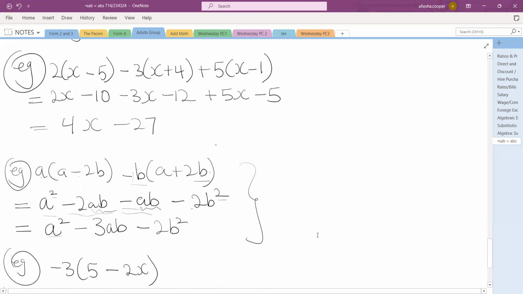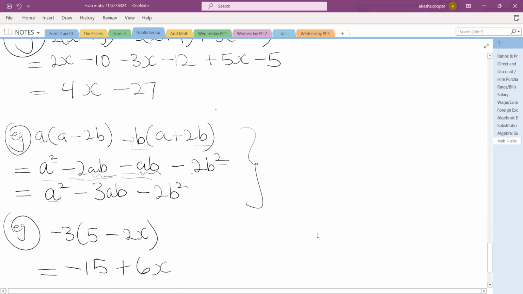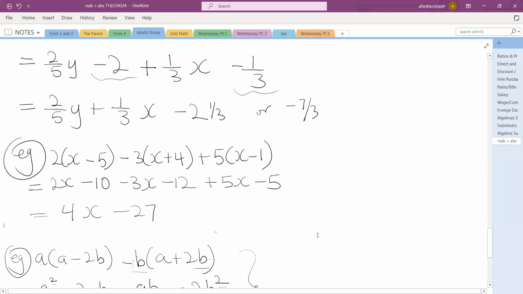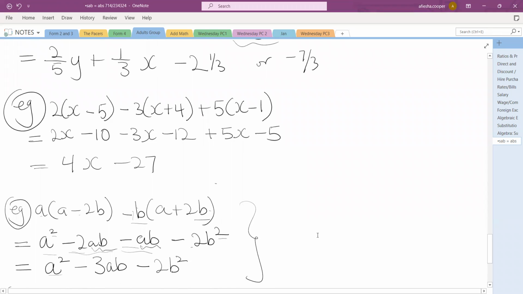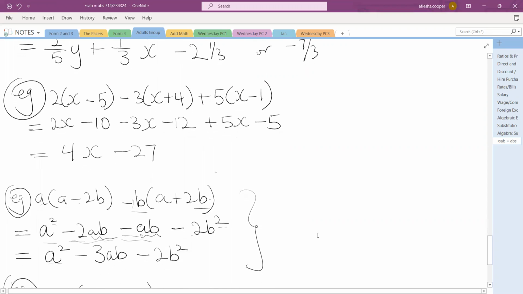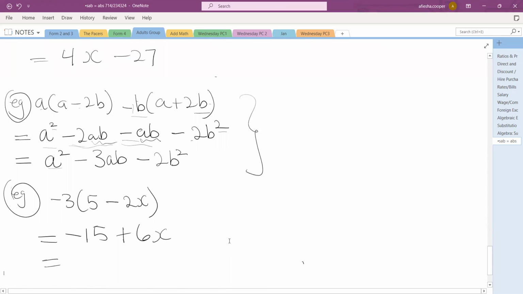Final 2 questions. Same thing as before, we expand and simplify. Add up our X's, add up our constants. We end up with our final answer. Then A by A squared, A by -2B, -2AB, -B by A, -AB, -B by 2B, -2B squared. Remember, when we're multiplying like variables, we add the powers.